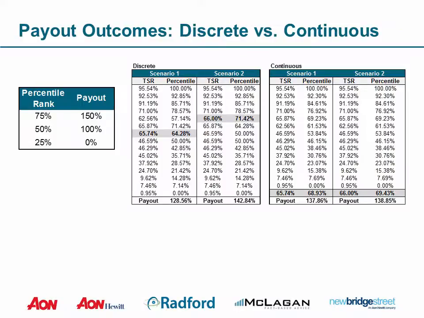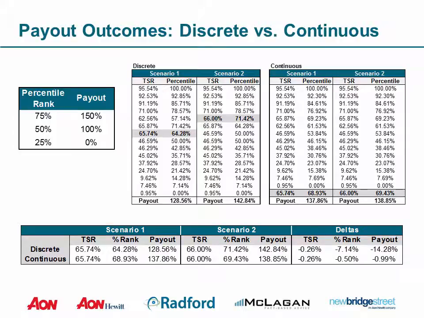Now we will look at the difference between the discrete and continuous calculations to see why this matters. We'll continue with the same example and assume that awards pay out according to this chart. Scenario 1 is the same calculation we showed earlier, where we calculated a percentile rank of 64.28% under the discrete method and 68.93% under the continuous method. Under this payout schedule, you can see that the discrete method yields a payout of 128.56% and the continuous method yields a payout of 137.86%.